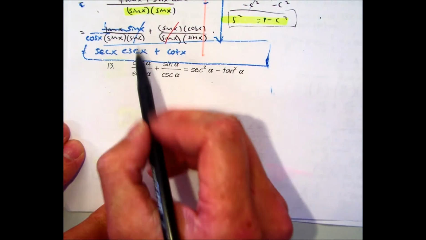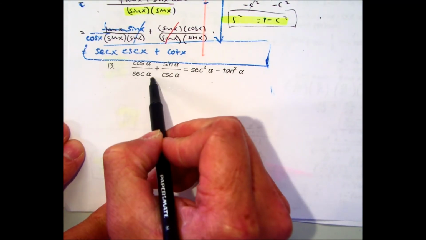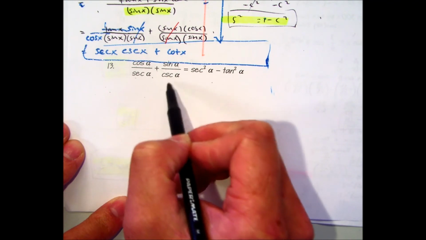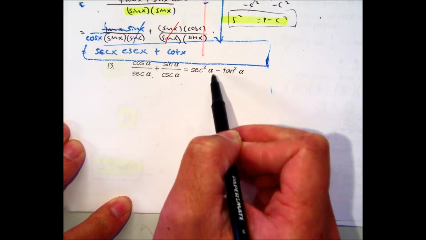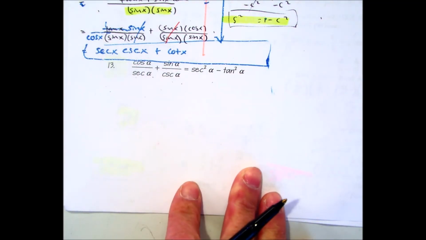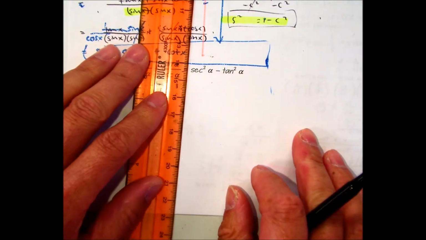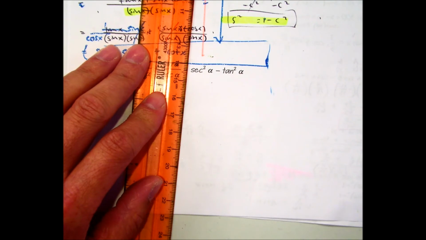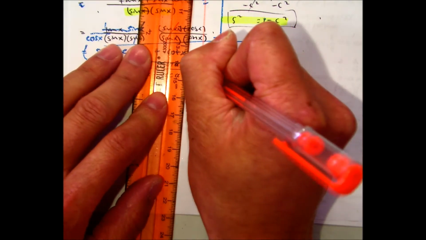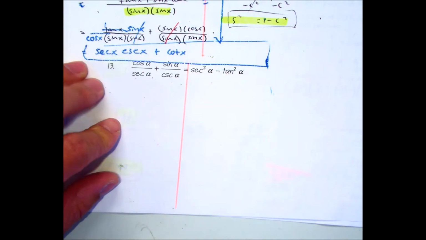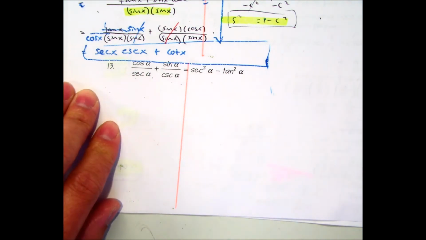Question number 13 says cosine of alpha over secant of alpha plus sine of alpha over cosecant of alpha equals secant squared alpha minus tangent squared alpha. Remember, in these problems you can work on either side. I'm going to choose the left side because I see a fraction, and I feel like fractions are easier to simplify. So you're going from something complex to something simple.